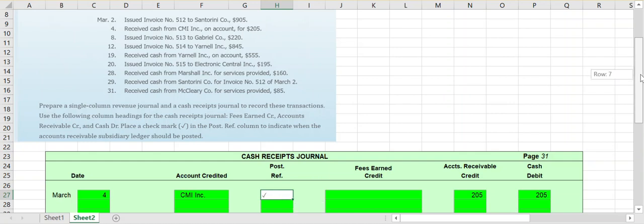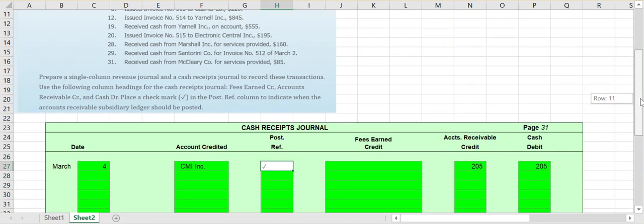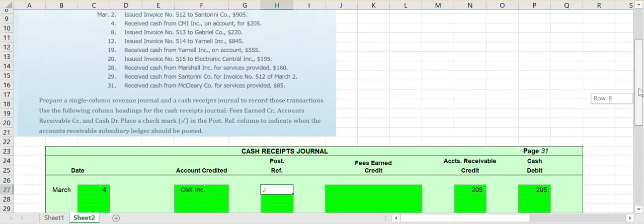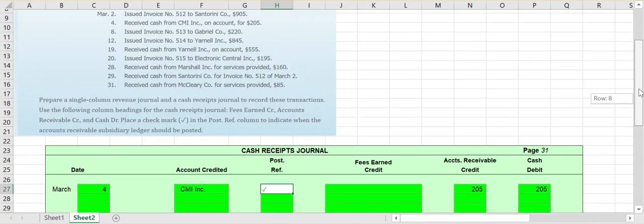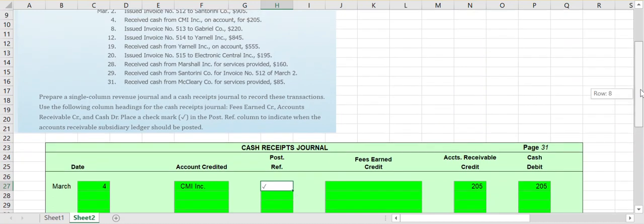Always check yourself at the end of every transaction. Have you affected a debit and a credit, and do they equal? We have. We debited cash for $205. We credited accounts receivable for $205. On the 8th, we issued invoice number 513 to Gabriel Company for $220. So issued invoice, we know we have to go to our revenue journal.